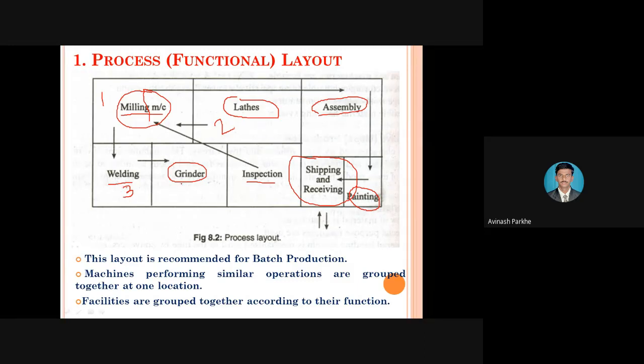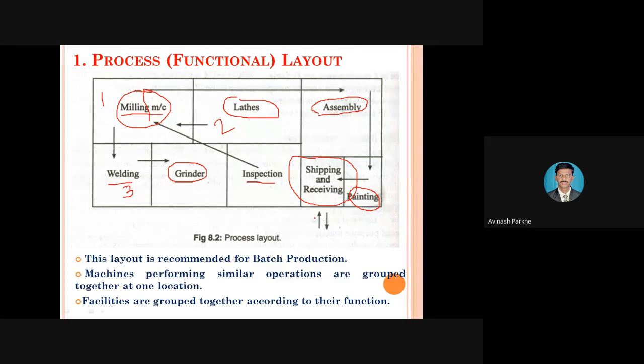Then we'll perform the grinding operations. Then we'll perform the inspection. We are checking the dimensions of the 100 products. Then we'll take all these products for the painting purpose, or whenever assembly is required. And at the end, your final product is ready. So this layout is called a process layout.